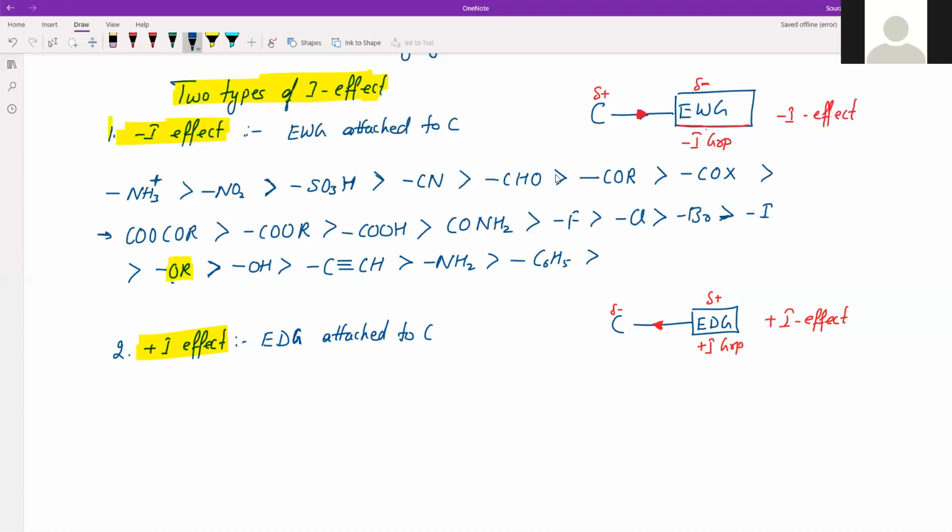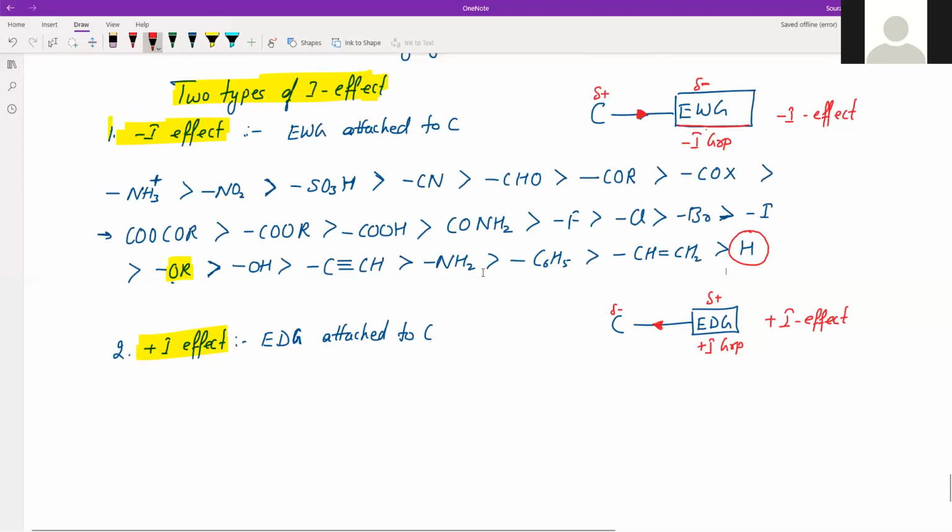C6H5, that is phenyl group. Then we have CH double bond CH2, that is the alkene group, and then hydrogen. Hydrogen is our reference. So above this, everything is minus I effect, and then the second will actually start from H. So we'll see that as well. We have written it, but there is some pattern in this order actually. We'll see that as well.